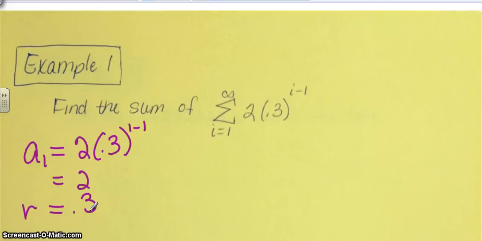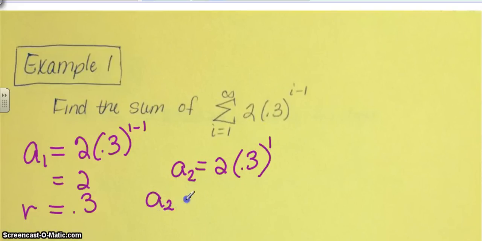If I wasn't sure what the ratio was from this formula, what I could have done is calculated a sub 2, which is 2 times 0.3 raised to the first, and then I could see what the ratio is by thinking about a sub 2 is equal to a sub 1 times r. So that would be 2 times 0.3 is equal to a sub 1, which was 2, times r, and therefore r must be equal to 0.3.